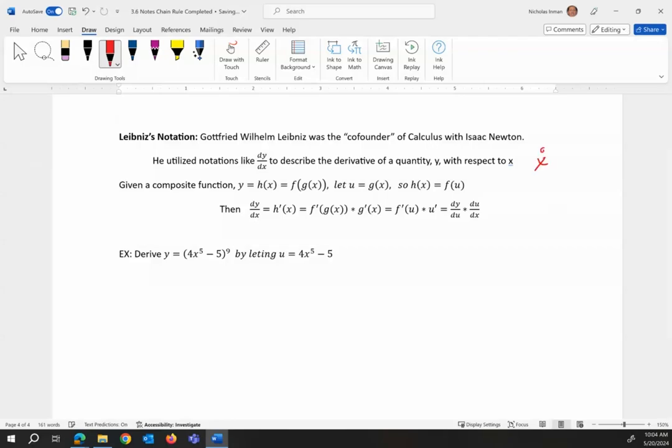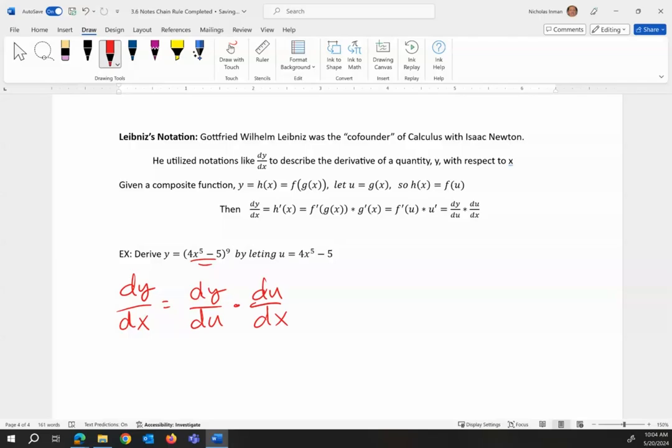Newton really did like dots and things like that to represent his derivatives. So we use this dy dx notation a lot. And one thing that we often do when we're doing the chain rule is apply that dy dx notation. So when you do the derivative of a composite function, we think of the inside stuff being like a different function, a u. So when you do a dy dx, really you do a dy du times a du dx.